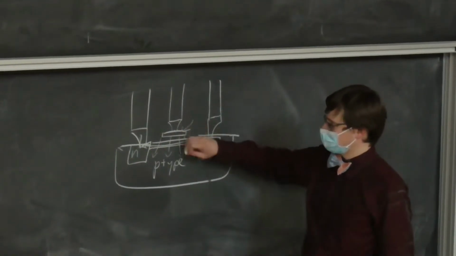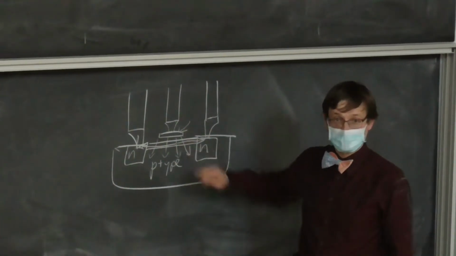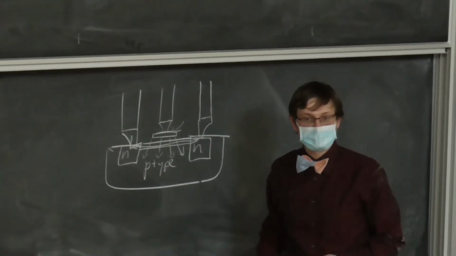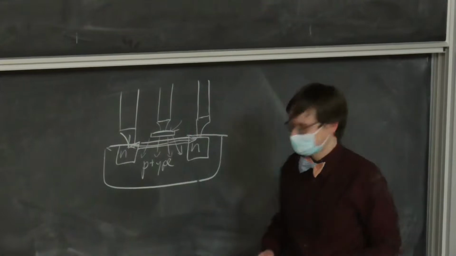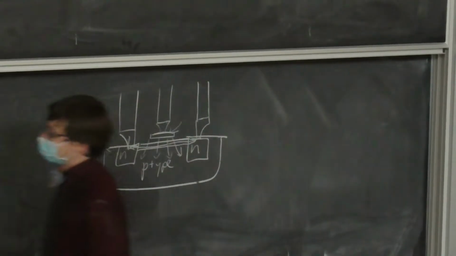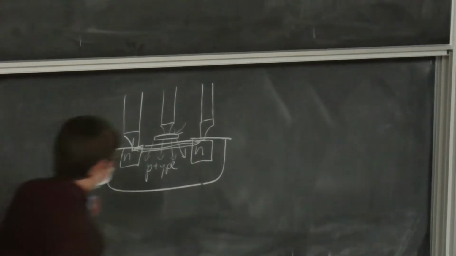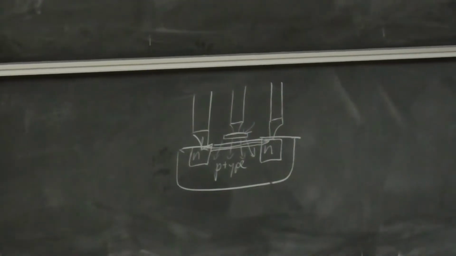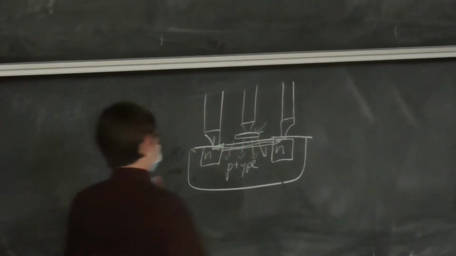So when you apply voltage, a little gate opens, otherwise it's closed. And that's how a transistor works. Does that make sense? Good. So essentially, it's really just an electric switch, right?